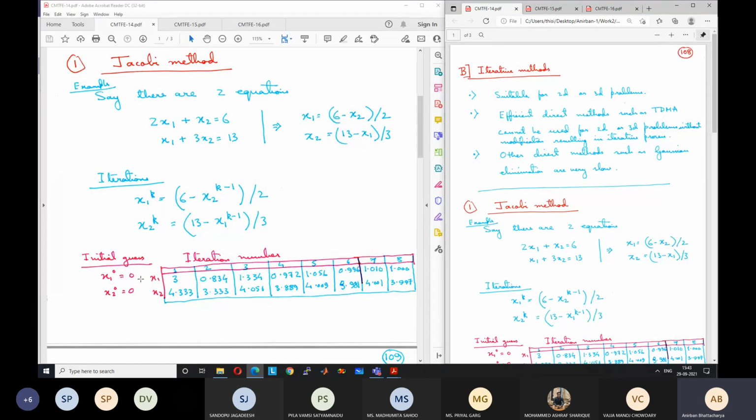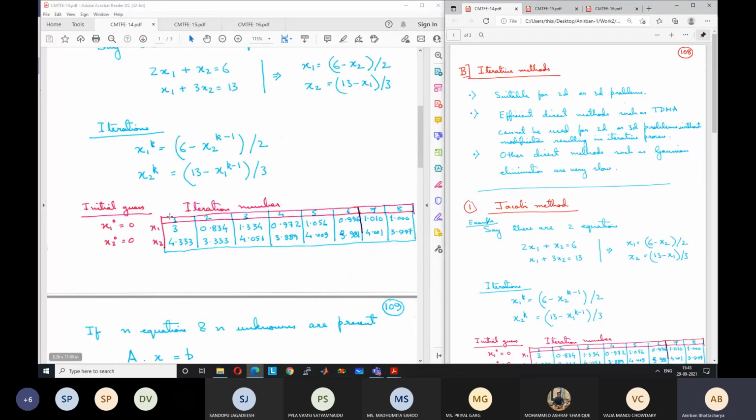Okay, we have seen how the convergence proceeds. From these two equations, if we take the initial guess as 0 for both, x1 is 6 minus 0 by 2, so it is 3. And x2 is 13 minus 0 by 3, so 4.33. For the next iteration, we take the new value of x2: 6 minus 4.33 by 2, so it gives 0.834. And for calculation of x2, we take the new value of x1, which is 3: 13 minus 3, so 10 by 3, so 3.33.